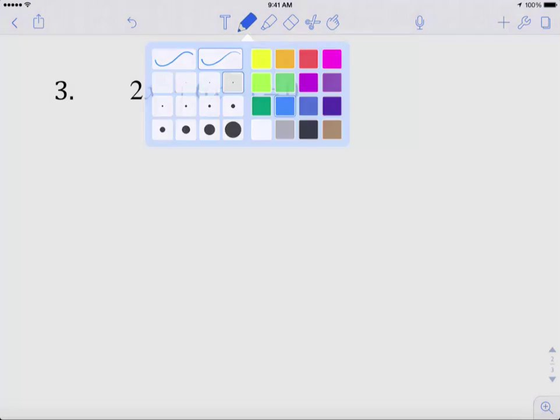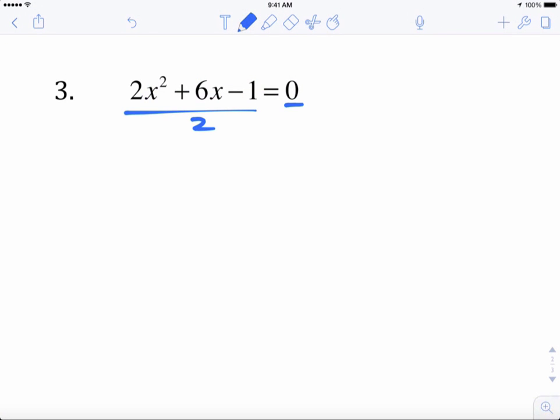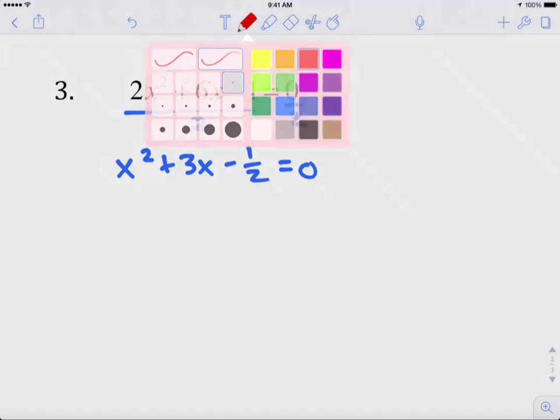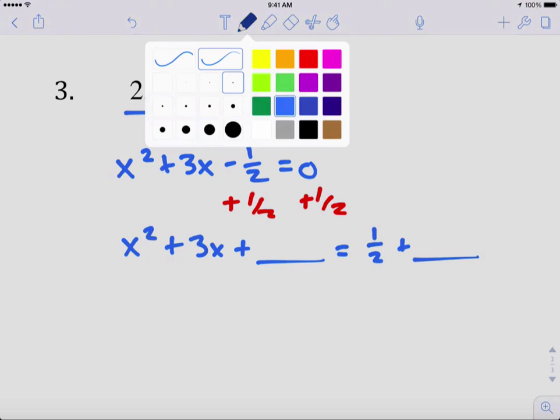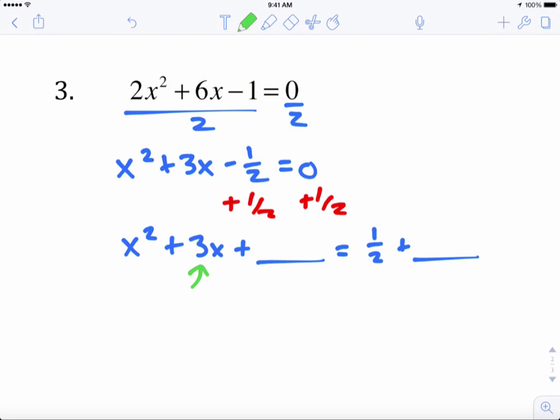First things first, let's divide both sides of the equation by 2. We have x squared plus 3x minus 1/2 equals 0. We're going to add 1/2 to both sides of this equation. We end up with x squared plus 3x plus some unknown number when we complete the square equals 1/2 plus some unknown number. Half of 3 is 3/2. 3/2 quantity squared is 9/4. So we're going to be adding 9/4 to both sides.